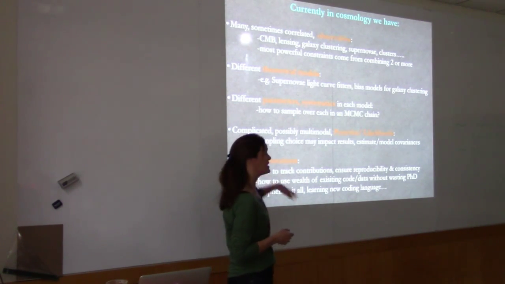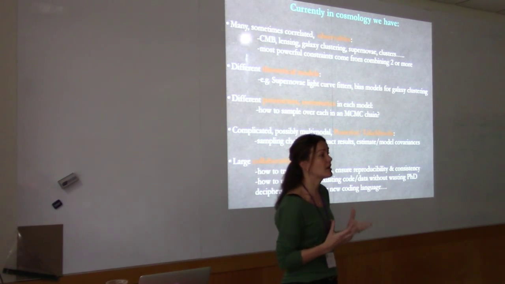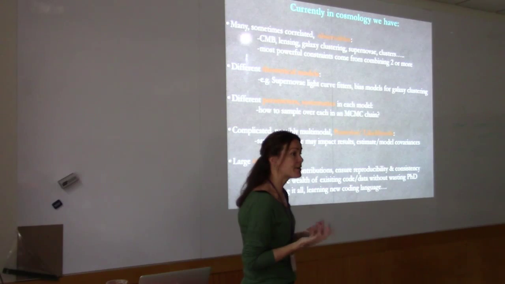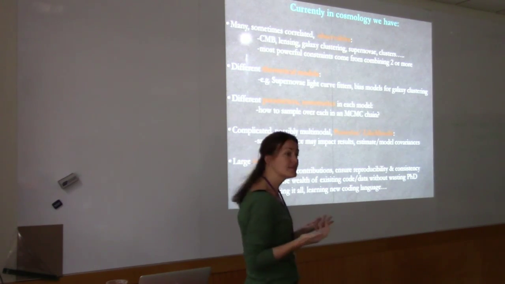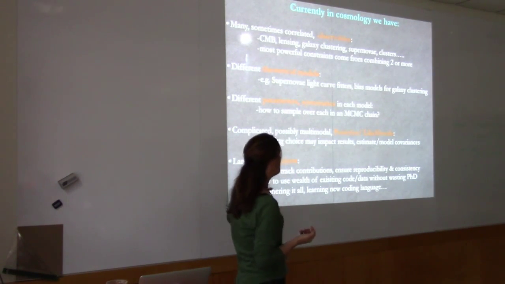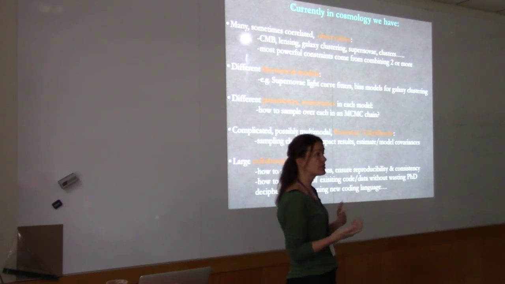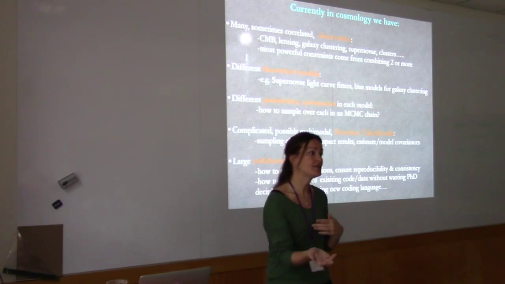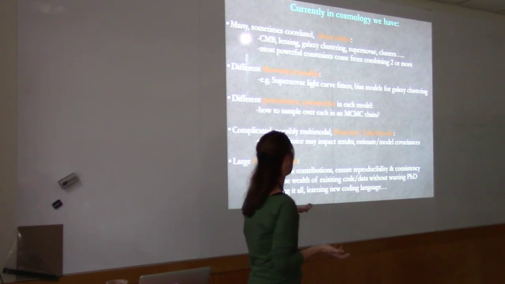And then the last problem we face is that currently we're in really, really large collaborations, okay? If you're interested in going after what is dark energy or what is dark matter, you're working with maybe hundreds of thousands of people in these collaborations. How do you track contributions of code amongst each other? How do you ensure reproducibility and consistency if one PhD student is working on a similar project to another?